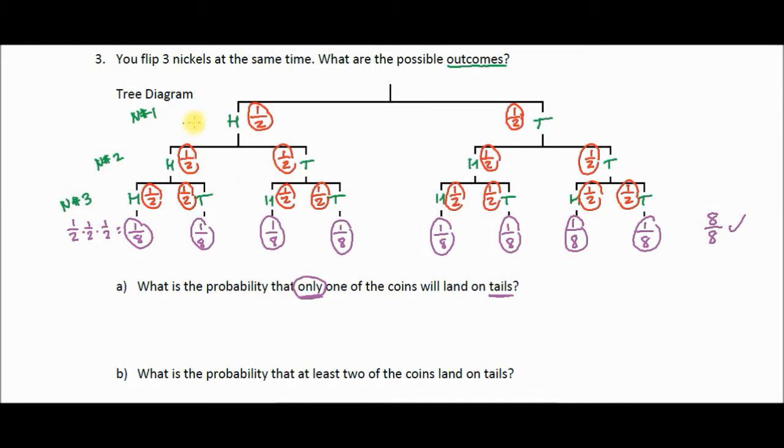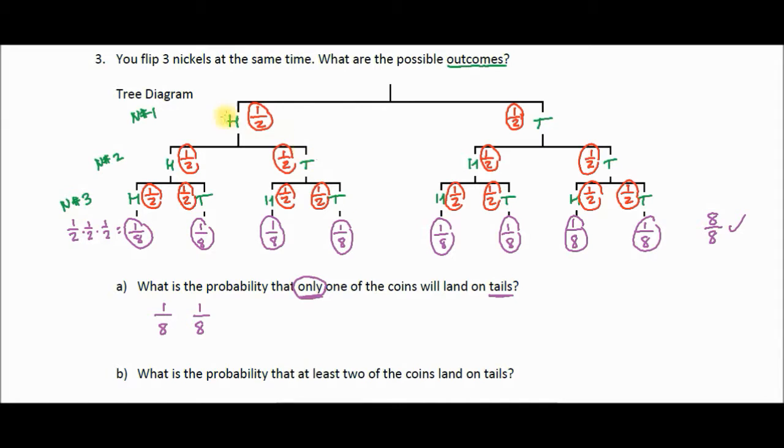Let's take a look at our tree. Heads, heads, heads. No good. Heads, heads, tails. There's an event where one coin landed on tails. I like that event. That one makes me happy. So I will write the probability. Heads, tails, heads. That one's also good. One coin landed on tails.